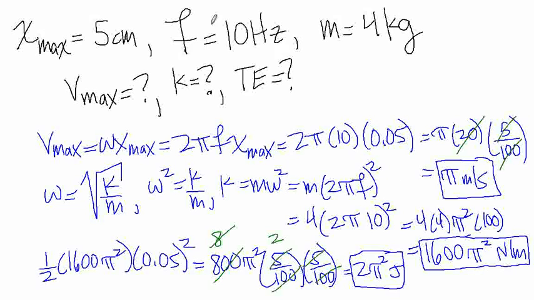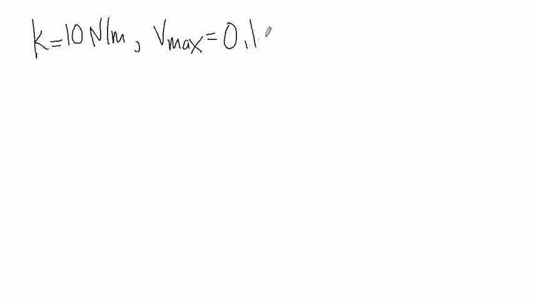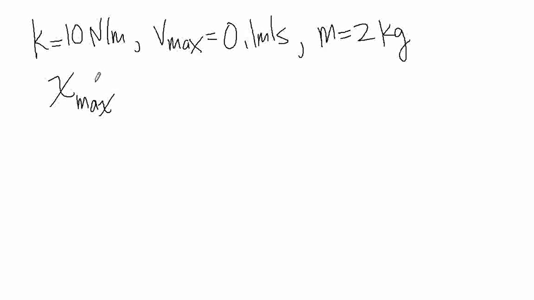Now, let's have you try a similar problem. Suppose that I had a mass spring system such that the spring constant was 10 newtons per meter and the maximum velocity was 0.1 meters per second, and the object that was moving back and forth had a mass of 2 kilograms. Okay? Is it possible with that limited information to determine the amplitude of x, as well as the period, as well as the total energy? Okay, so pause the video and work all that out now if you can.